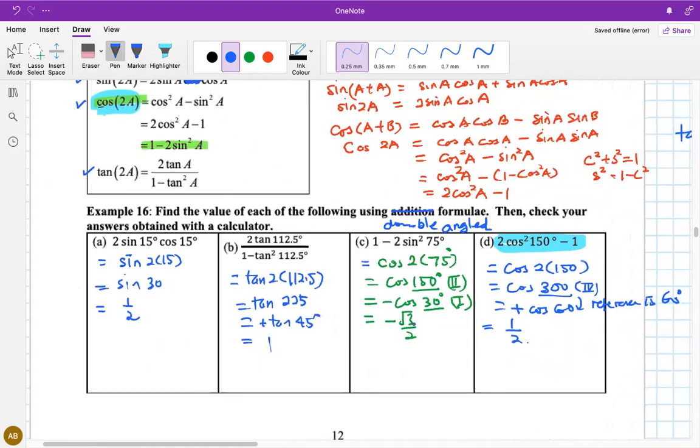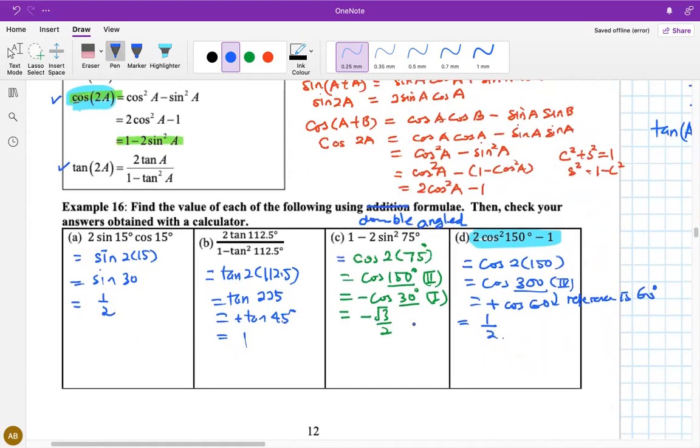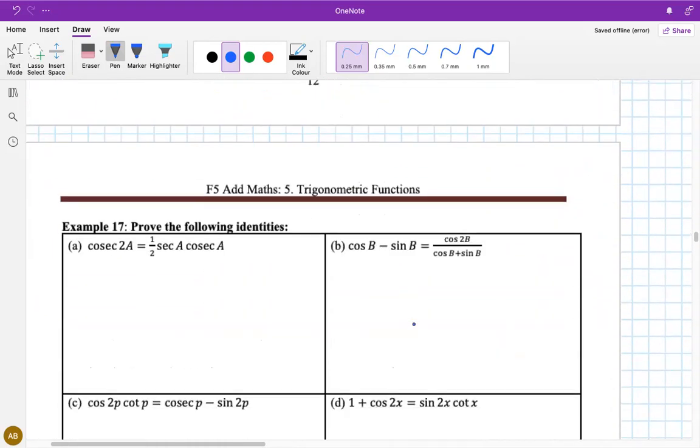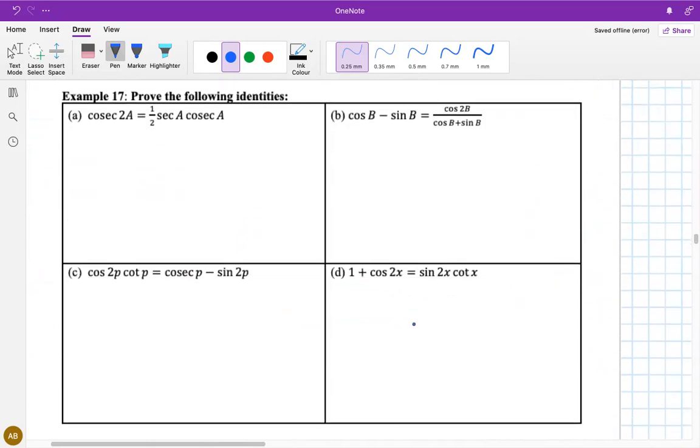So this is example 16 by using double angle. So now prove the identities. Okay, prove the identities. Given cosec 2a is 1 over sec a over 1 over cosec a. So we prove from left to right.